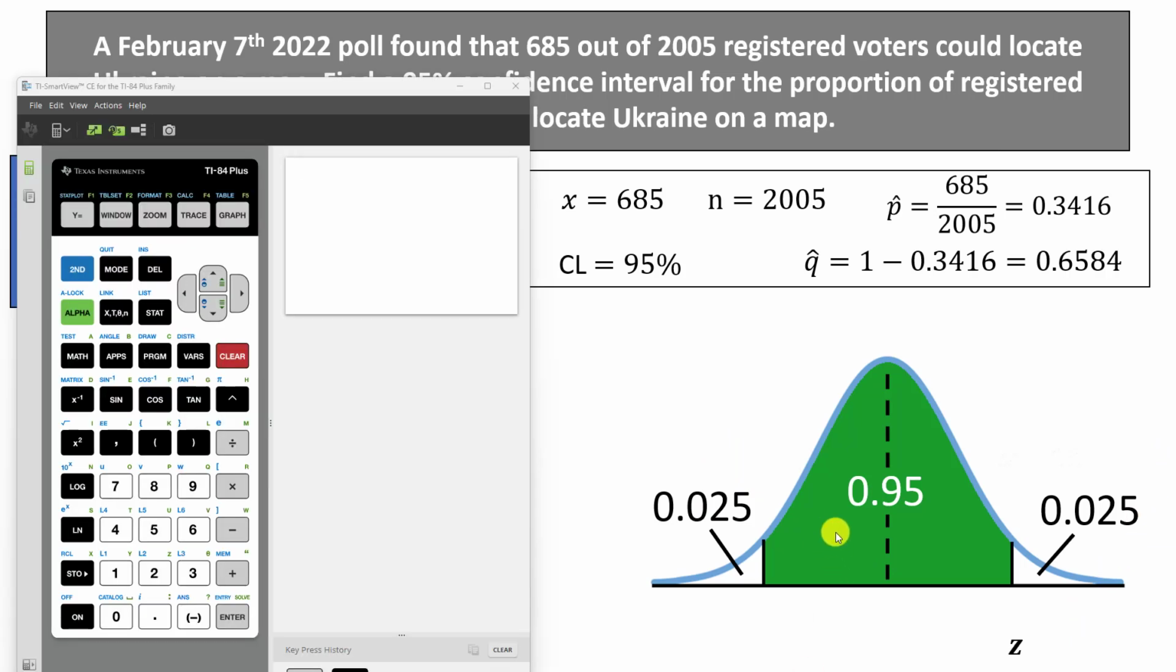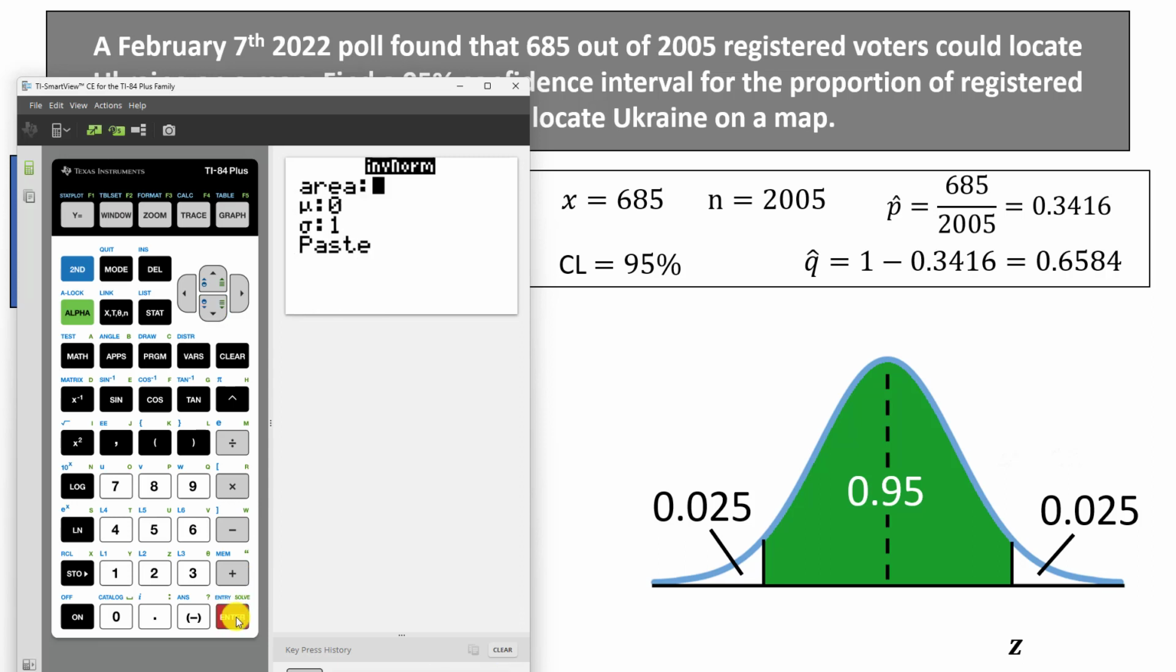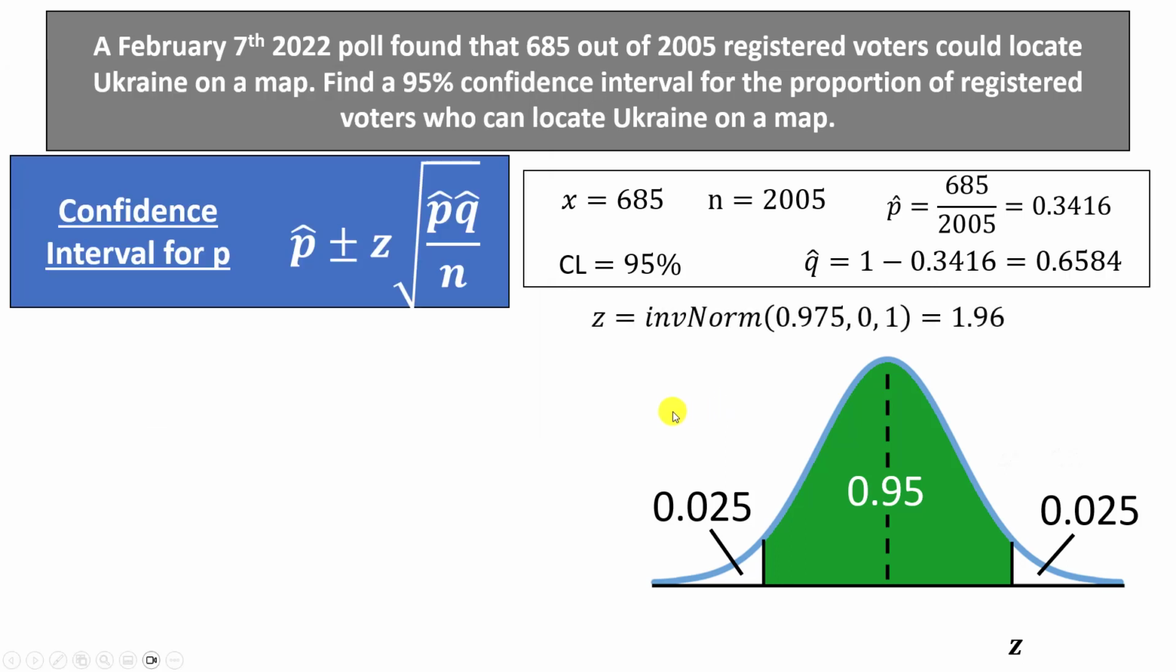Next, we can go ahead and calculate the z-score. The z-score will be the z-score on the upper bound of our distribution. To get the z-score, we can go to second, distribution, or the vars key, and then scroll down to inverse norm. For the area, we will put the area to the left of the z-score, which is 95 plus 0.025, or 0.975. Always leave mu and sigma at 0 and 1 for the standard normal z distribution, and then go down to paste. Press enter, and you will get the answer, which is 1.96. The z-score that we should use in this formula is 1.96.